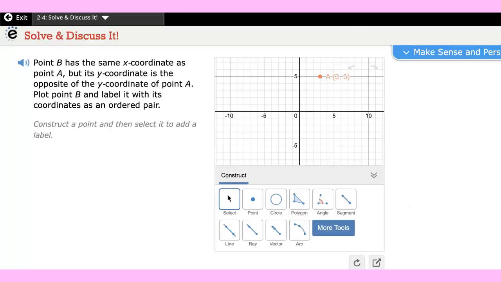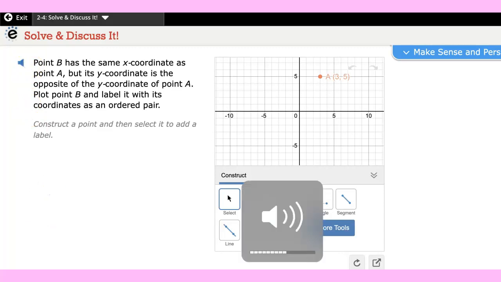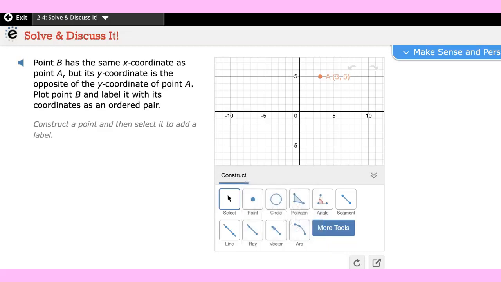Let's see if we could do this problem. All right, so I know that you already learned how to plot points in elementary school, but we'll try to see if we can still remember them. Point B has the same x-coordinate as point A, but its y-coordinate is the opposite of the y-coordinate of point A. Plot point B and label it with its coordinates as an ordered pair. I'll give you time to think, and then we'll share with a partner and a group on how we could work on this problem, okay?